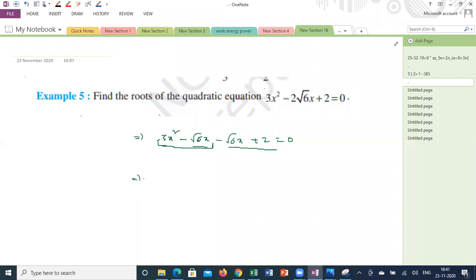Ranjan, you are done? Yes, sir. Sir, I expanded root 6 into root 2 into root 3, sir. Okay, root 2 into root 3. So can you give the middle term, how you split it? Yes, sir. I will send the photo now, sir. Sir, I sent, sir.